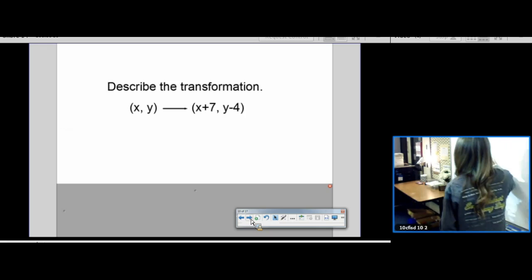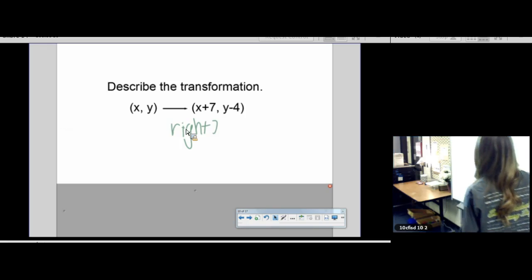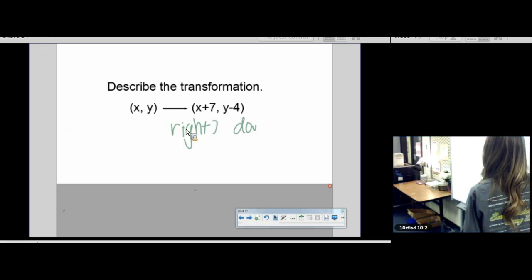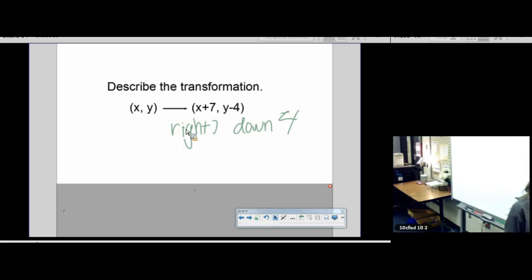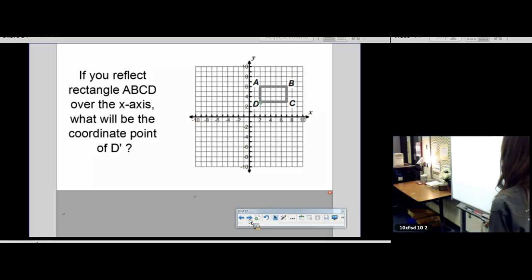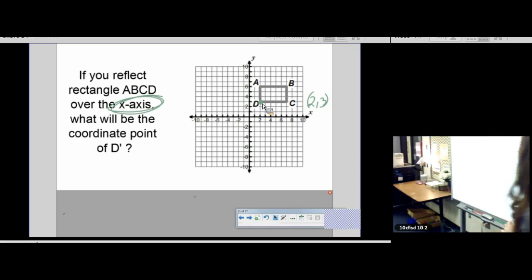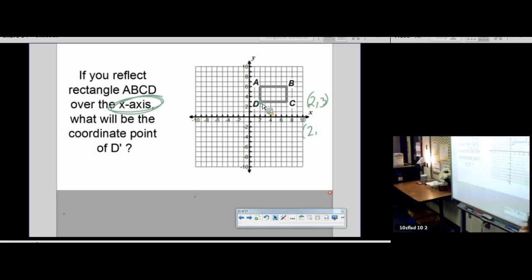Describe the transformation. All right, the +7 means right 7, and the -4 means down 4. That was really ugly. Okay? If you reflect rectangle ABCD over the x-axis, what will be the coordinate point of D prime? So D is at 2, 3. So if I want to reflect over the x-axis, I change the y to -3.